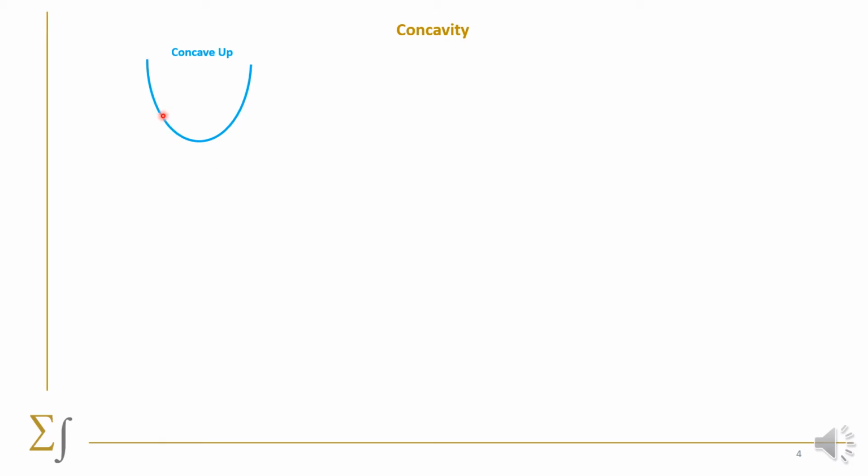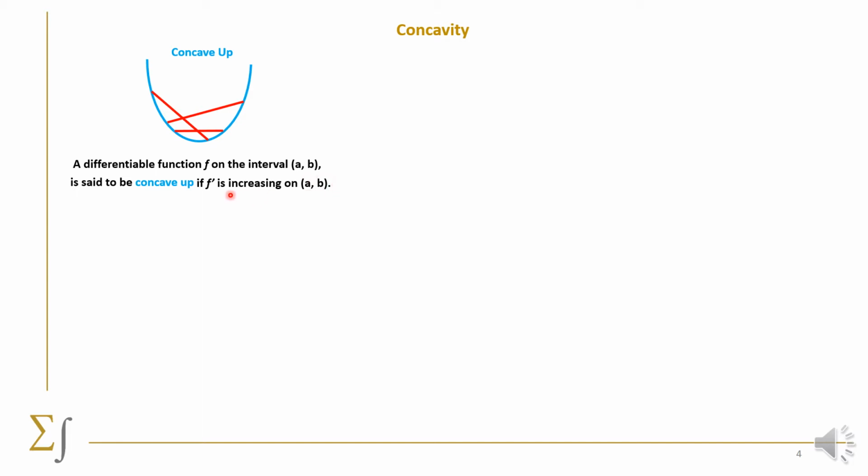Let's try to join any 2 points on this curve. Whenever we join these 2 points, we find that the line joining them is lying above the curve. Any line joining any 2 points on the curve lies above the curve. We call the curve concave up. Suppose we have a function f that is differentiable on an interval (a, b). We say that this function is concave up if its first derivative is increasing on (a, b), if f prime is increasing on (a, b).